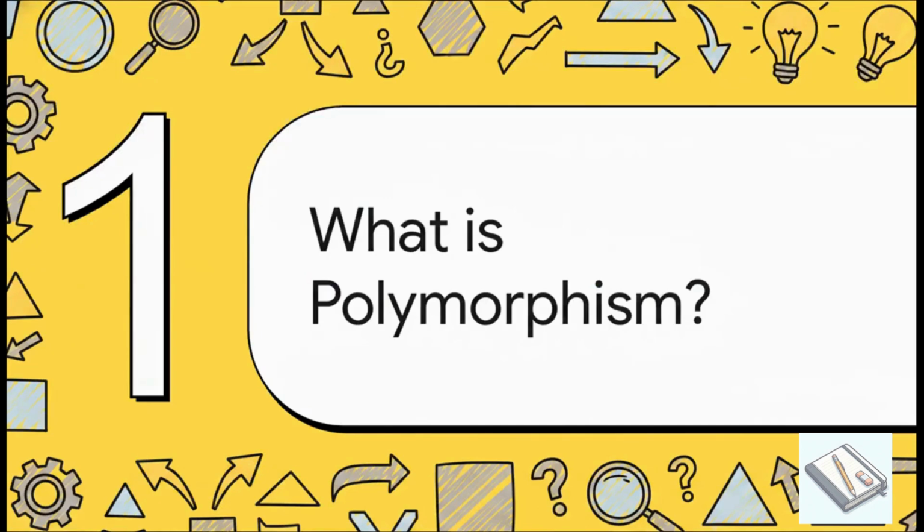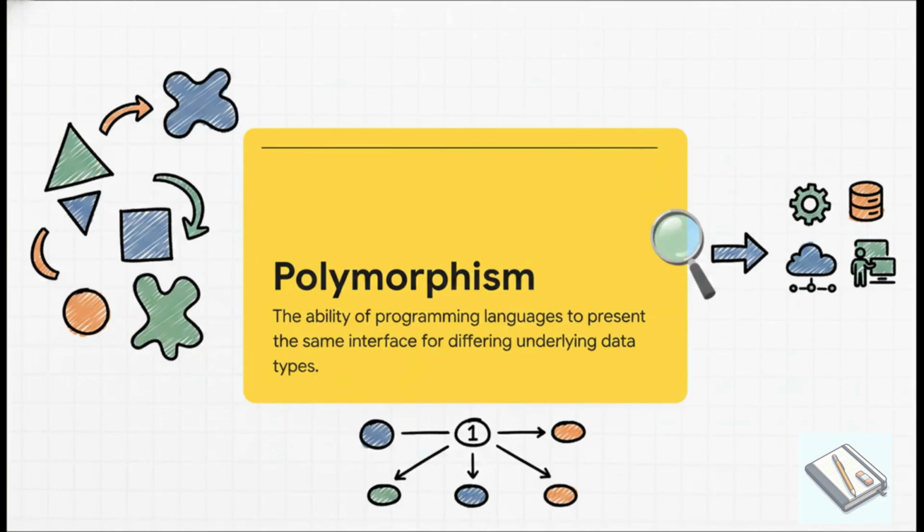What exactly is this thing? Well, the name itself is a huge hint. It's straight from Greek, poly meaning many, and morphos meaning form. So, many forms. In Java, this means a single thing, like a method name, can take on many different shapes or behaviors depending on the context. It's all about an action having different results based on the object you're using.